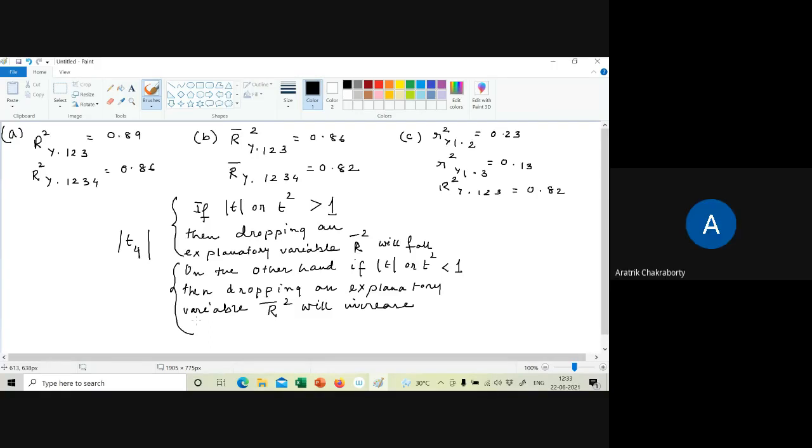In this case, T4, because the number of explanatory variables is 4 in the second case. In the first model, there are 4 explanatory variables, x1, x2, x3, x4. T4 corresponds to the coefficient associated with x4, suppose beta 4. Okay.